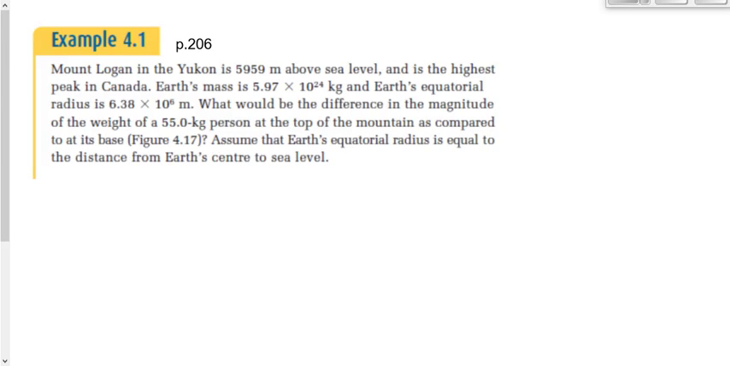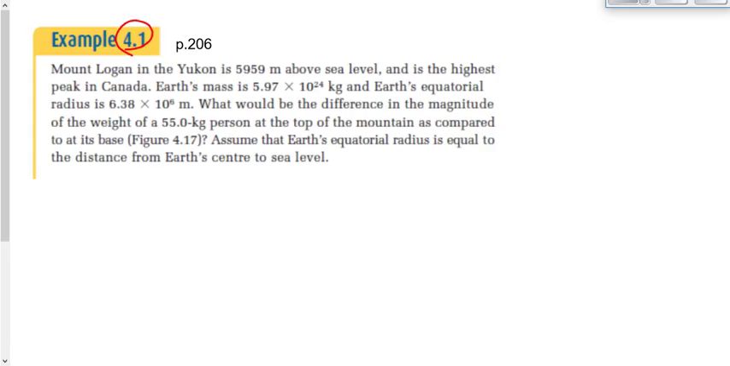I want to do an example here. This is chapter 4 from your textbook, because it says example 4.1, page 206. Mount Logan in the Yukon is 5,959 meters above sea level and is the highest peak in Canada. Earth's mass is 5.97 times 10 to the 24 kilograms, and Earth's equatorial radius is 6.38 times 10 to the 6. What's the difference in magnitude?